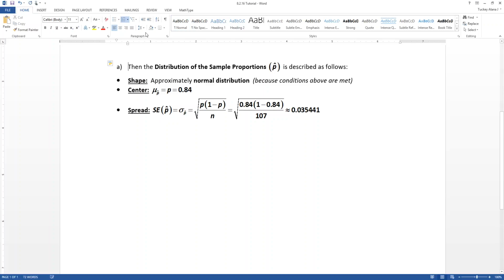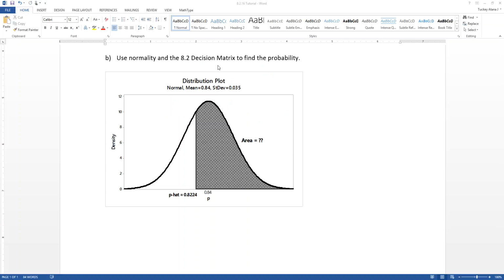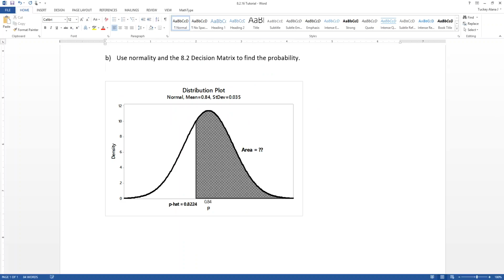For part B, we want to use the fact that it's normal and apply the decision matrix. Use normality and the 8.2 decision matrix to find the probability. Like most normality probabilities, we probably want to draw a graph for this. So let me go draw a normal graph. I'll be right back. All right, so I drew a normal distribution and I put p, which was my mu, of 0.84 in the middle.